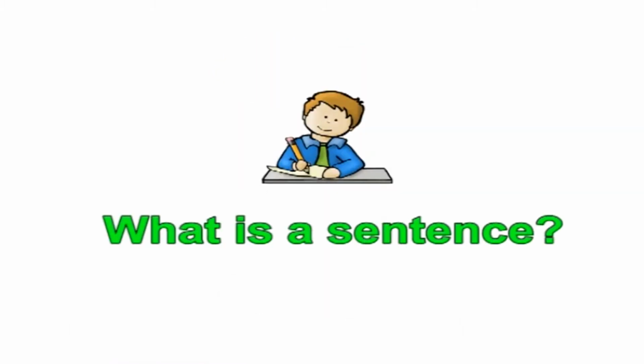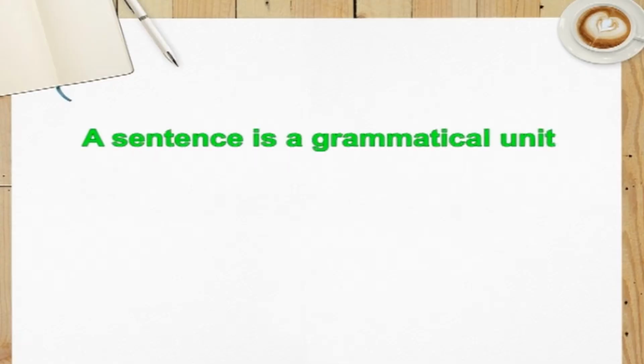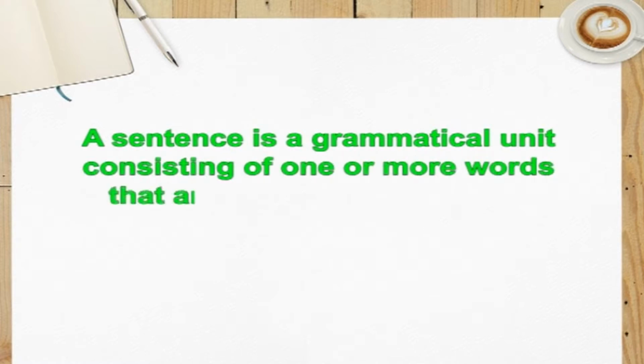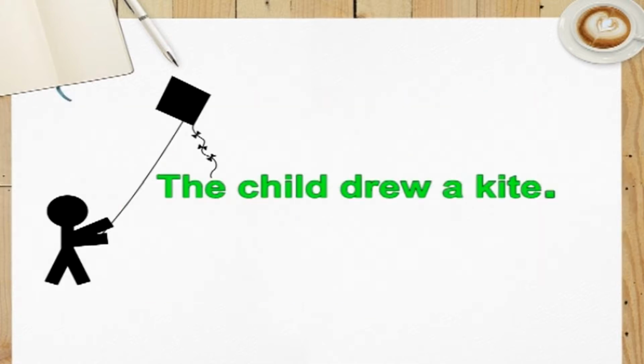What is a sentence? A sentence is a grammatical unit consisting of one or more words that are grammatically linked. A sentence can include words grouped meaningfully to express a statement, question, exclamation, request, command, and suggestion. A sentence can also be defined as anything which is contained between a capital letter and a full stop.